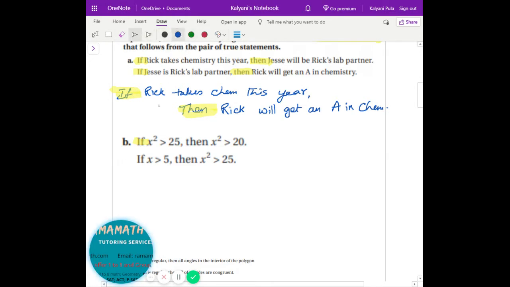So obviously we can go in the other direction: if x is greater than 5, then x squared is greater than 20. So it makes sense, yes, it's good. The conditional statement is going to be if x is greater than 5, then x squared is also greater than 20. That's going to be the new conditional statement. Make sense?